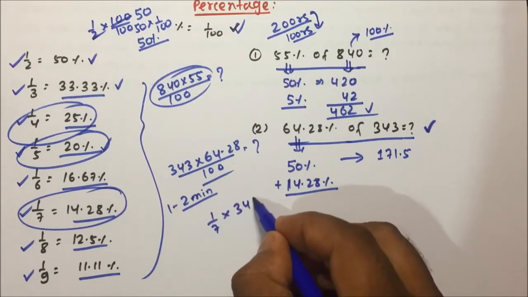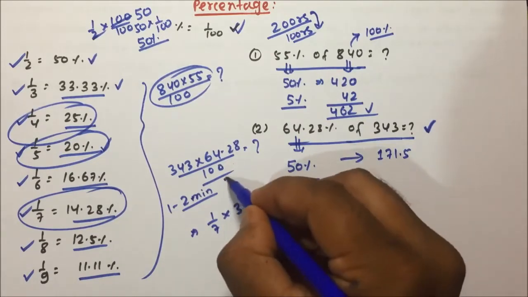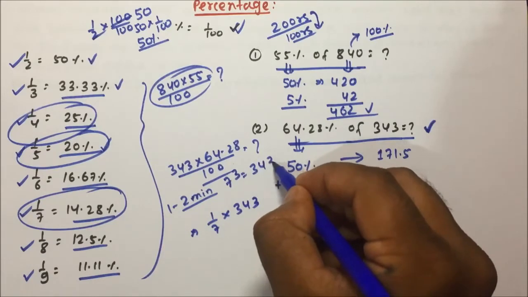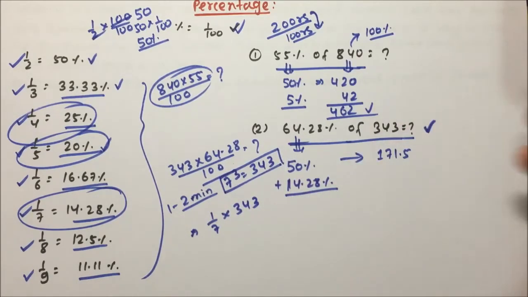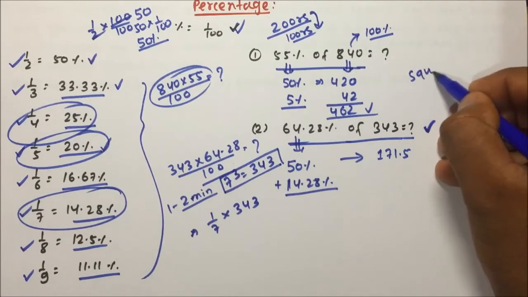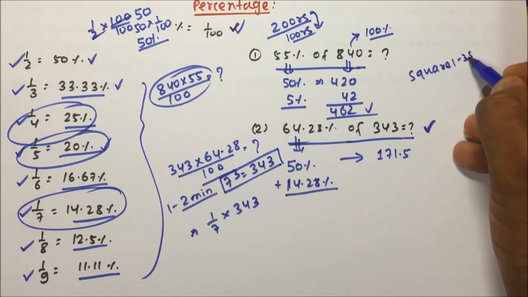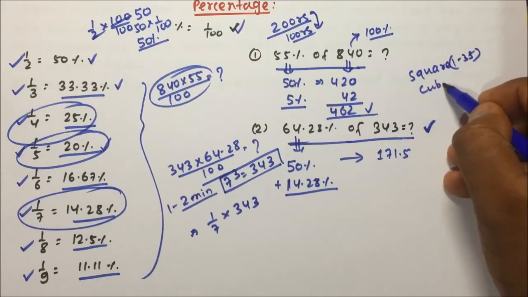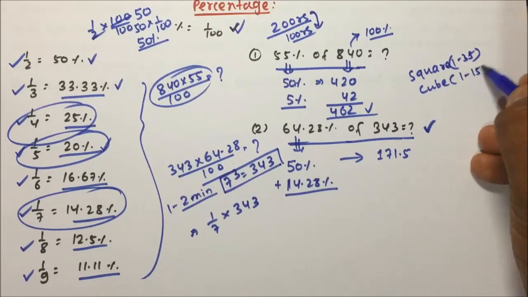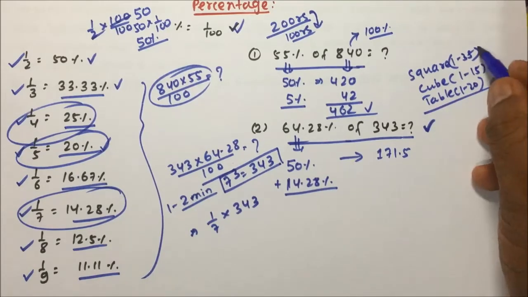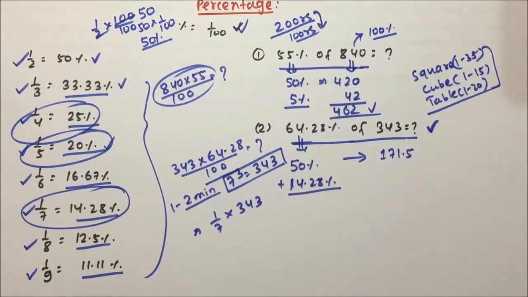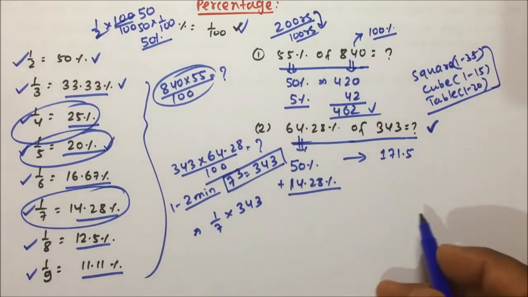So 1 by 7 into 343. So 7 cube will be equal to 343. So if you have remembered the cube, then you will know. See, my suggestion is remember squares from 1 to 35, so that your calculation will be easy, and cubes from 1 to 15, and tables from 1 to 20. So these three things you should be able to remember, so your speed will be fast and you can do faster calculation like me.